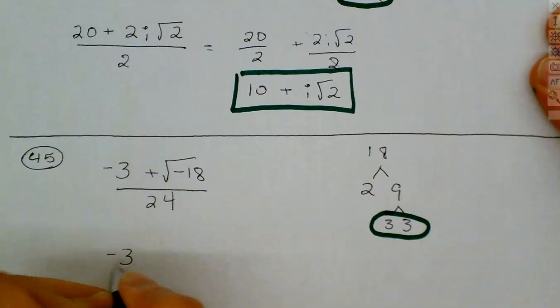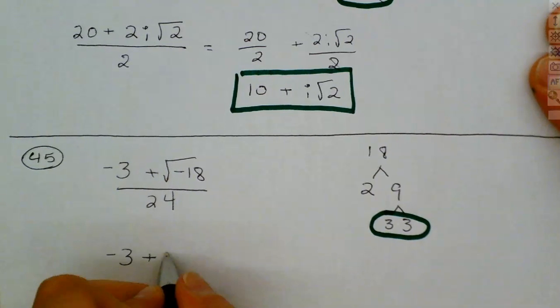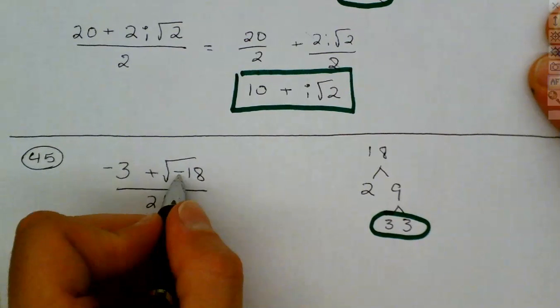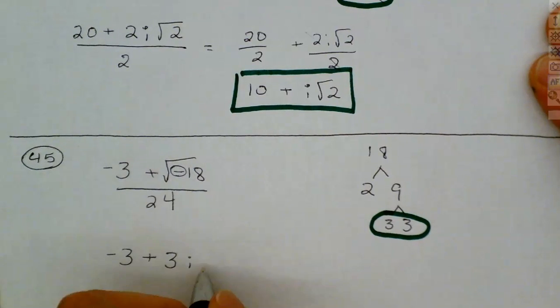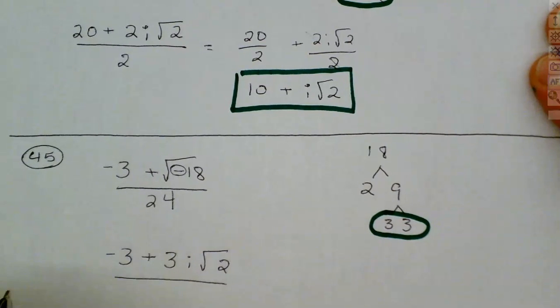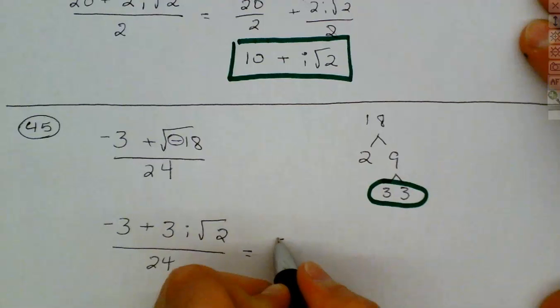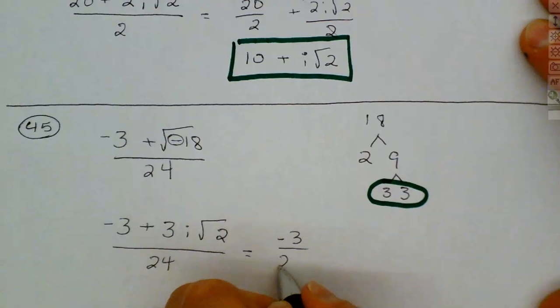So we have a minus 3. Now we have a plus. 3 comes out. I comes out because of the negative here. And what's left over? 2. And that's over now 24. Rewrite and reduce it down as much as possible.